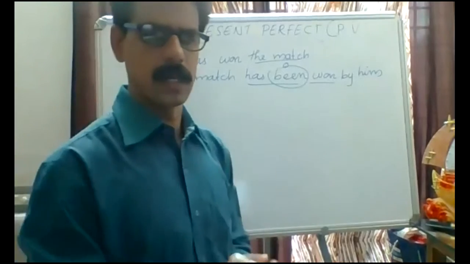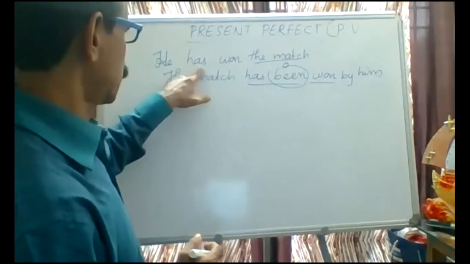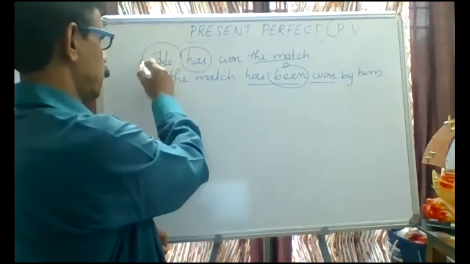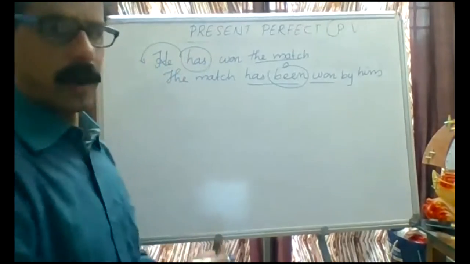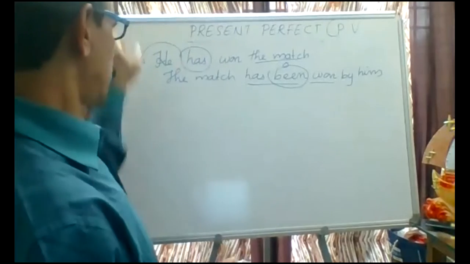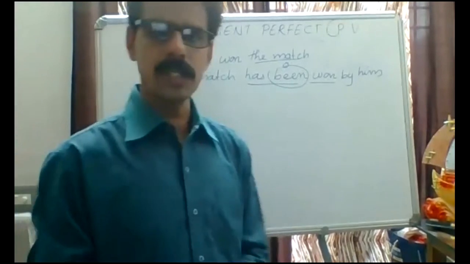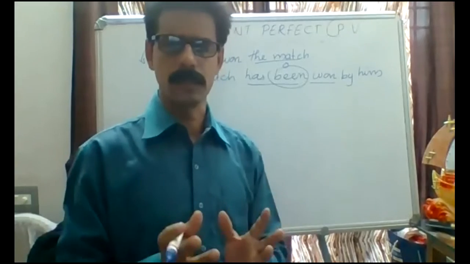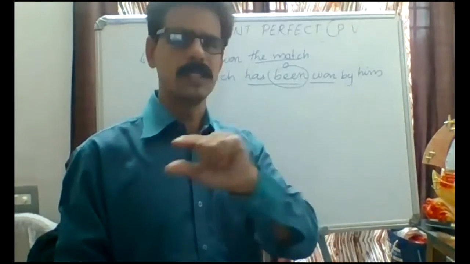If it is a question, how can you frame the question? This has is a helping verb. This has is placed at the beginning of the sentence to frame the question. Just place this has at the beginning. Has he won the match? The sentence changed. Just has he won the match?